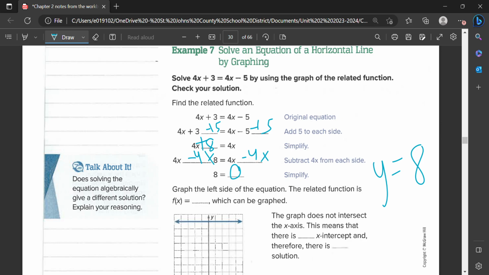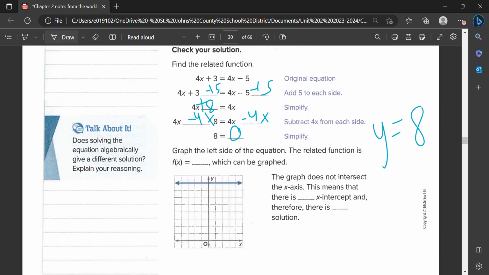All right? So I'm going to scroll up a little bit. So f of x equals 8 or y equals 8, same thing. Remember, y and f of x are interchangeable with each other. Just a fancy way of saying y, f of x is. The graph does not intersect the x-axis. This means that there is no x-intercept, and therefore there is no solution.